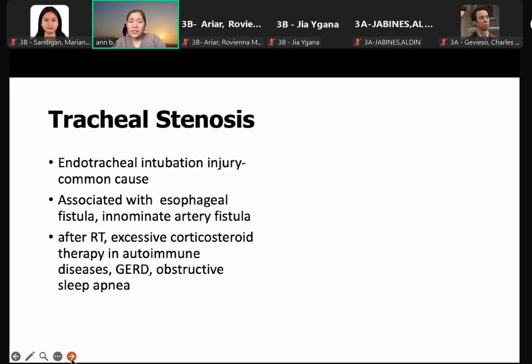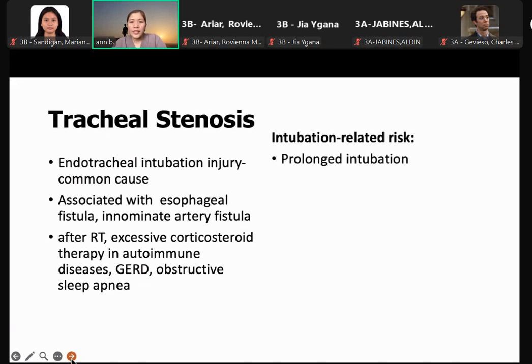Tracheal stenosis could also result from radiation therapy, excessive corticosteroid therapy in autoimmune disorders, gastroesophageal reflux disease, and obstructive sleep apnea. But these are rare. The commonest one is from endotracheal intubation.